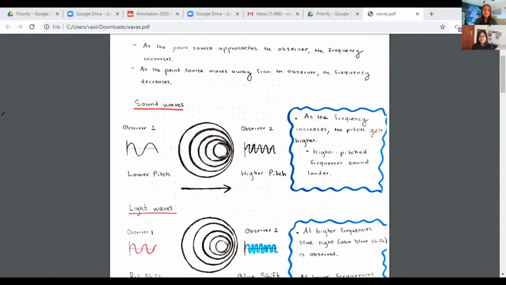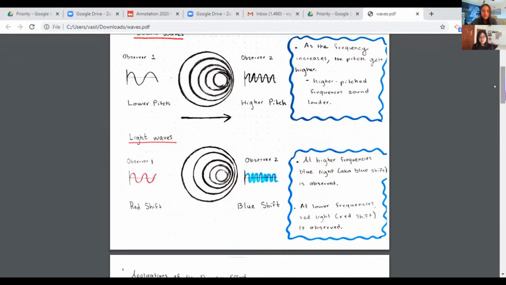For sound waves, a good example of the effect is with an ambulance. As you can see in the diagram here, if an observer is standing to the right and an ambulance is passing them, then the frequency they observe is higher, and so they hear a higher pitch. On the other hand, if an observer is standing on the left, then the pitch is lower because they're observing lower frequencies.